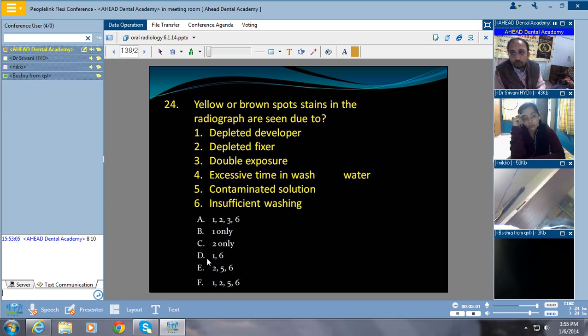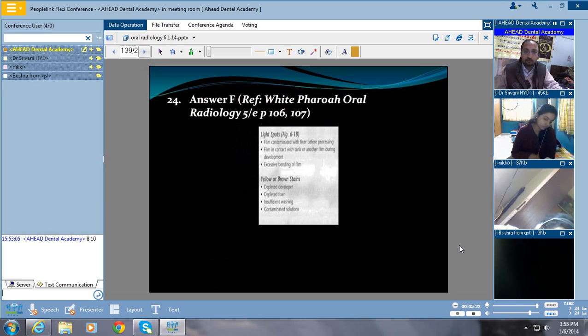So what about choice 5? It is absolutely correct. Whenever any kind of solution, whether it is developer or fixer, gets contaminated for any reason, it ultimately results in the production of yellow or brown spots. Okay, so the answer is 1, 2, 5 and 6 or choice F. Is it clear?